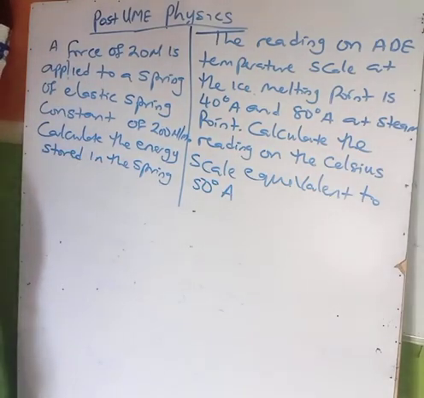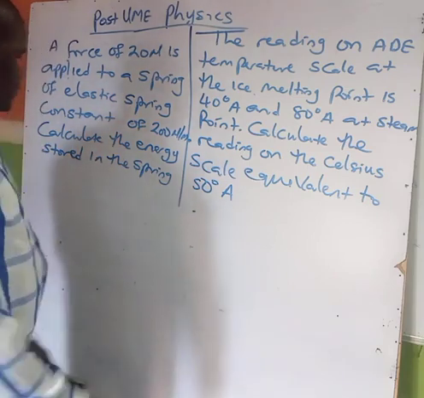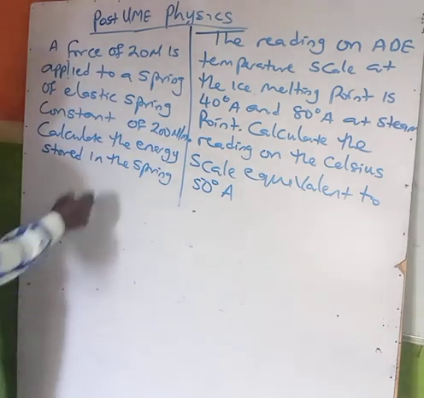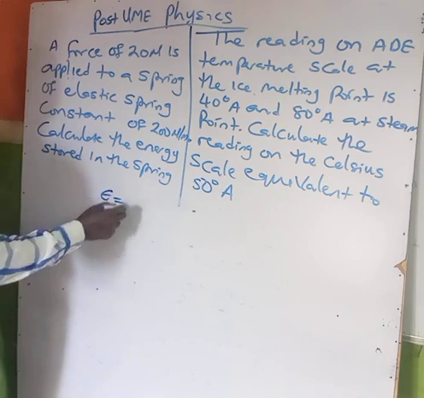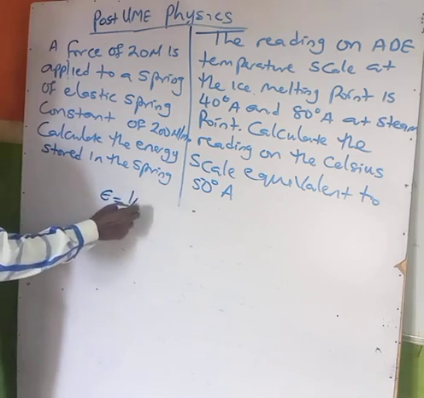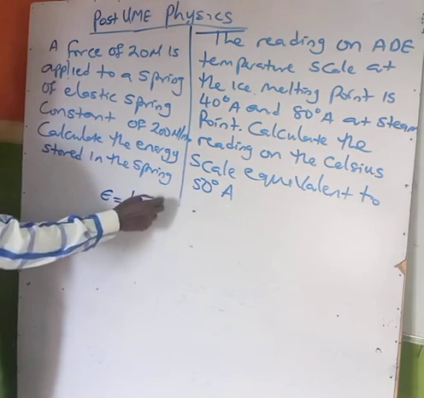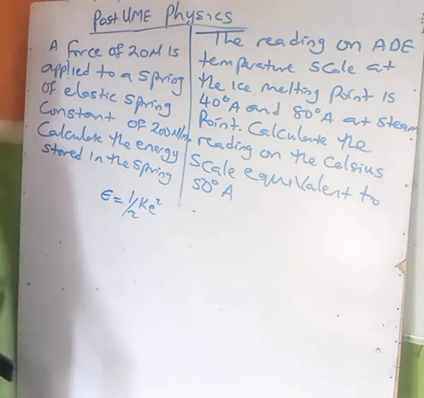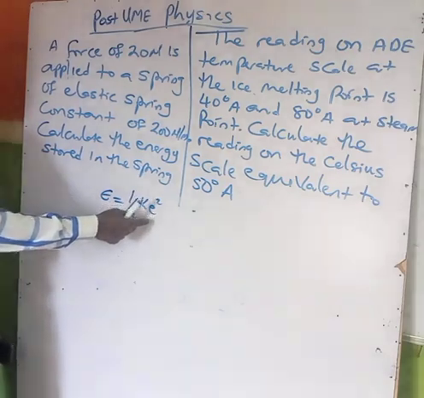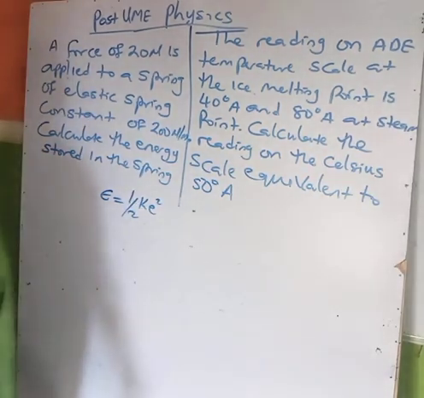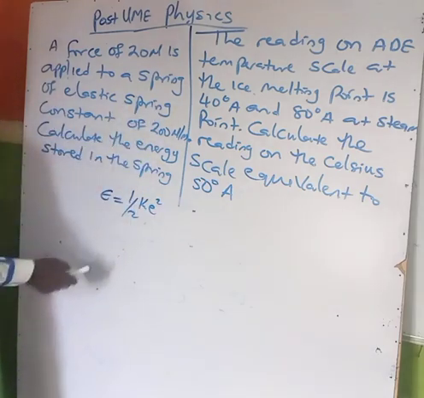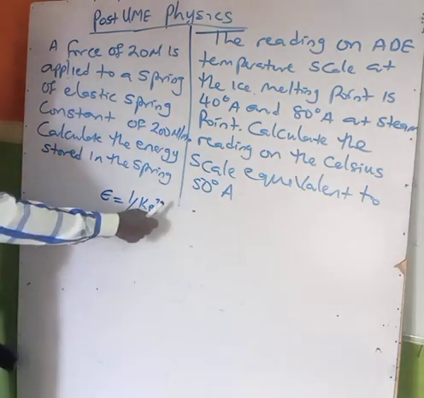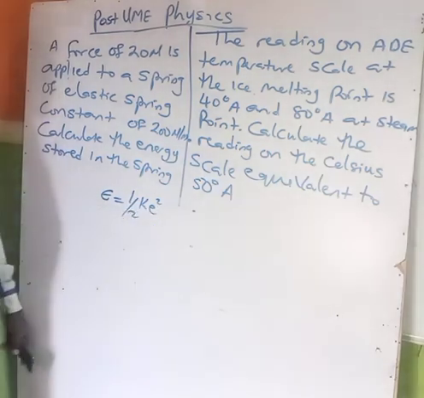So if you want to calculate this, you have to calculate the energy stored in the spring. You know that the energy stored in the spring is the same thing as work, which is half k e squared, where k is the elastic constant and e is the extension. Here you are given the force and the elastic constant. Then you have to know the value of the extension.